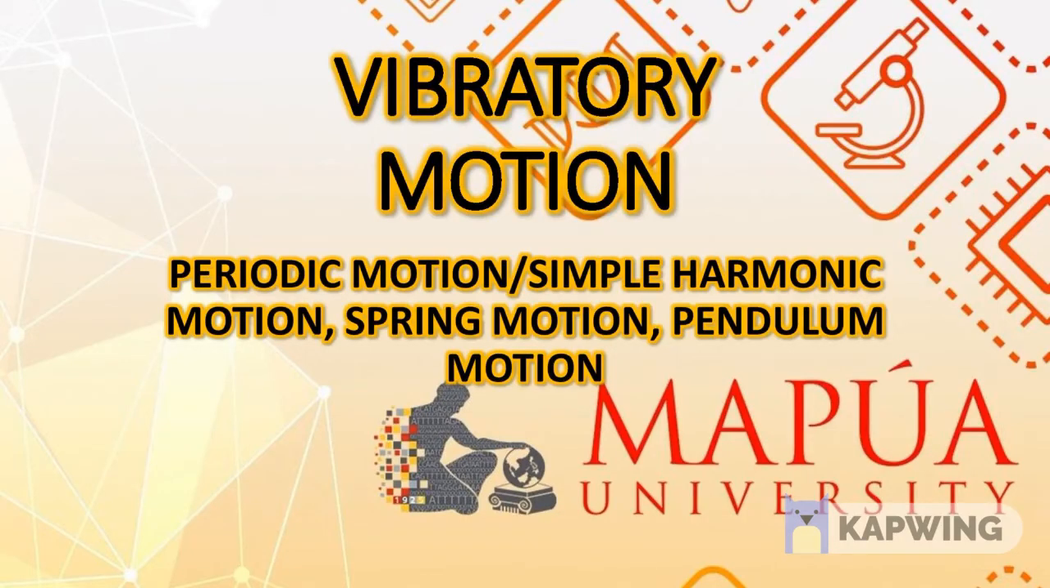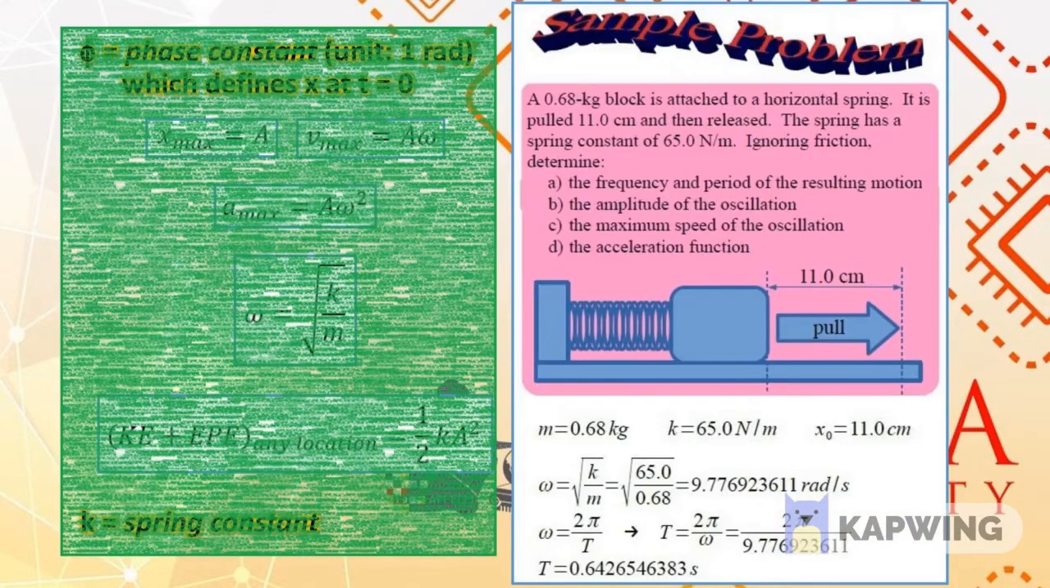Next up on our discussion of vibratory motion, we look at a few examples. So, consider the following example. A 0.68 kilogram block is attached to a horizontal spring as shown in the figure. It is pulled 11 centimeters and then released. The spring has a spring constant of 65 Newton per meter.